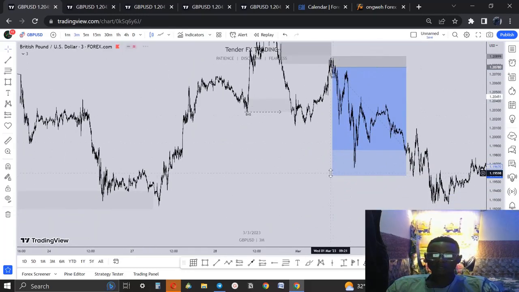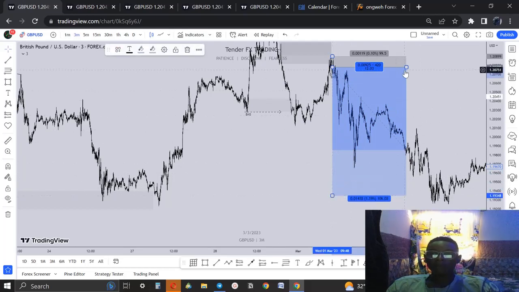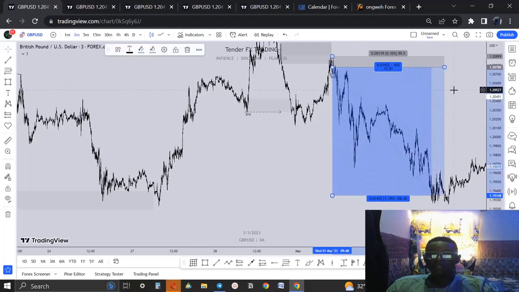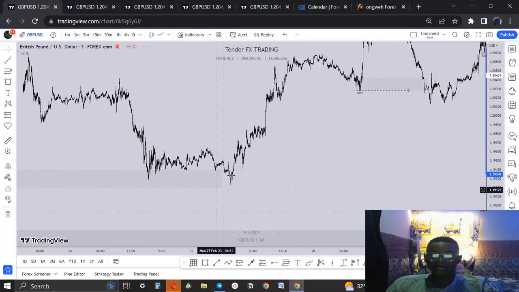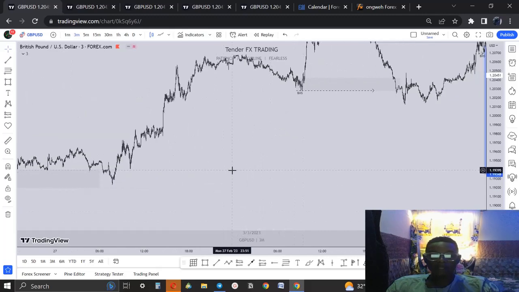Because this is where I placed my TP. My TP was here. My TP was smashed. A 1 to 12 risk to reward. And why did I look at this area right here as my area of TP?